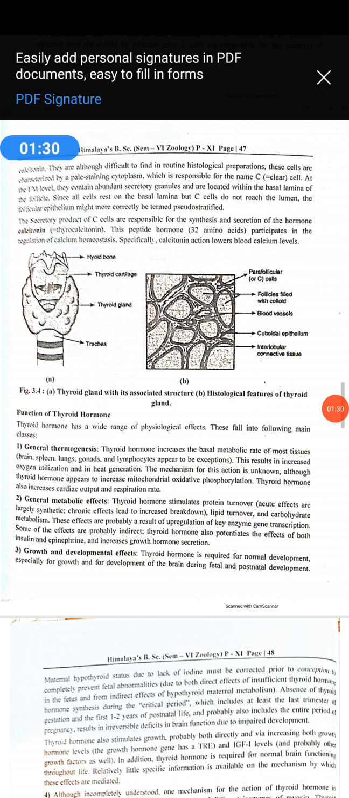The parafollicular cells or C cells secrete the hormone calcitonin, also called thyrocalcitonin. And the glands are made up of a large number of follicles, which secrete the hormone thyroxine. The thyroid follicles contain a cavity called the colloid, and in that colloid the hormone thyroxine is stored.